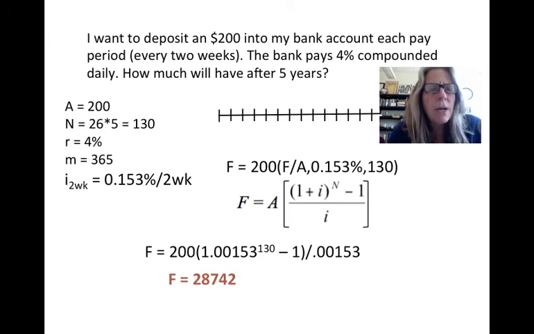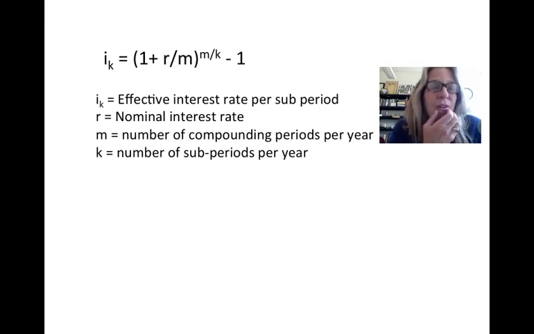Now, when we look at this, there's actually an equation that we can use in order to convert from any interest rate in a sub-period to a particular interest rate that we require. In this case, we have i sub k, which is the effective interest rate per sub-period or per period as we've defined it. R is a nominal interest rate, that's always an annual rate. M is always the number of compounding periods per year. And k is the number of sub-periods per year. The k value is defined by the cash flow frequency.